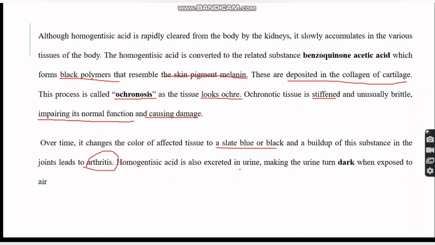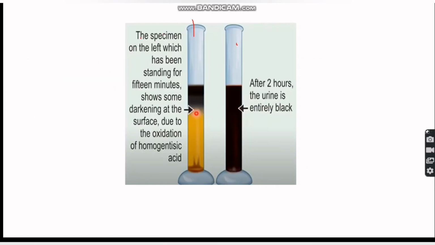Homogentisic acid is also excreted in the urine, making the urine turn dark when exposed to air. The specimen on the left, which has been standing for 15 minutes, shows some darkening at the surface due to oxidation of homogentisic acid. After 2 hours, the urine is entirely black. So it is one of the indicators that the person is suffering from alkaptonuria.